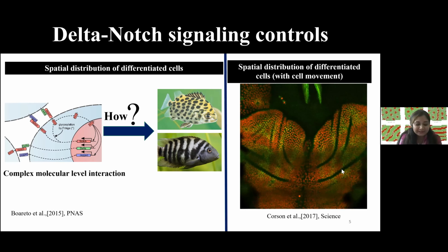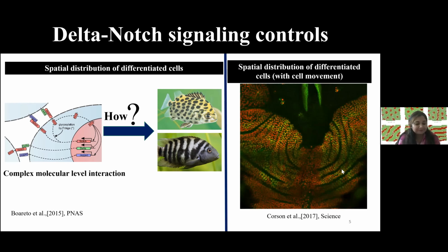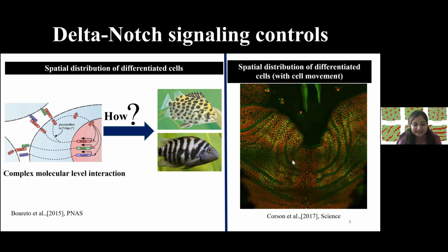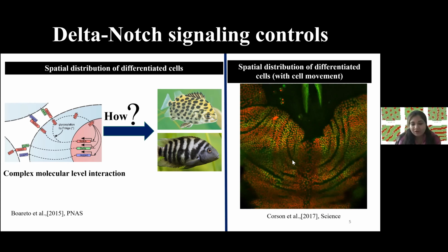Also, development experiments show that the cells are in motion during the patterning process. And we don't know how the cell movement and the signaling pathways coordinate to form such developmental patterns.